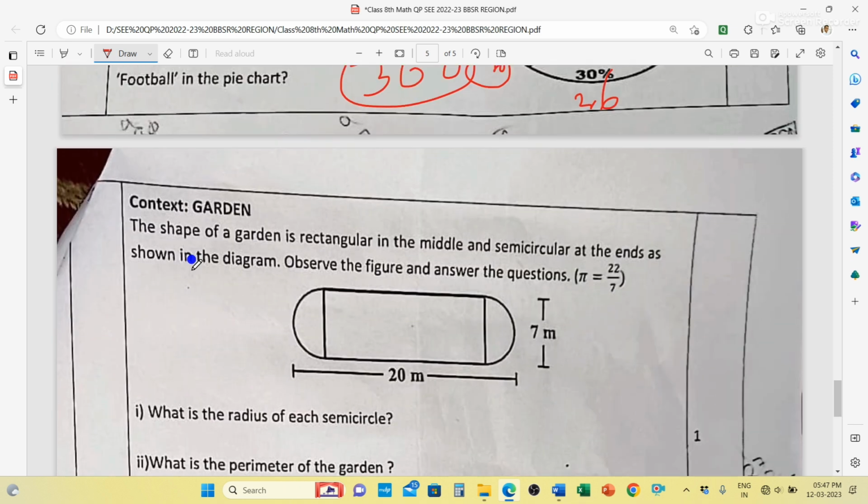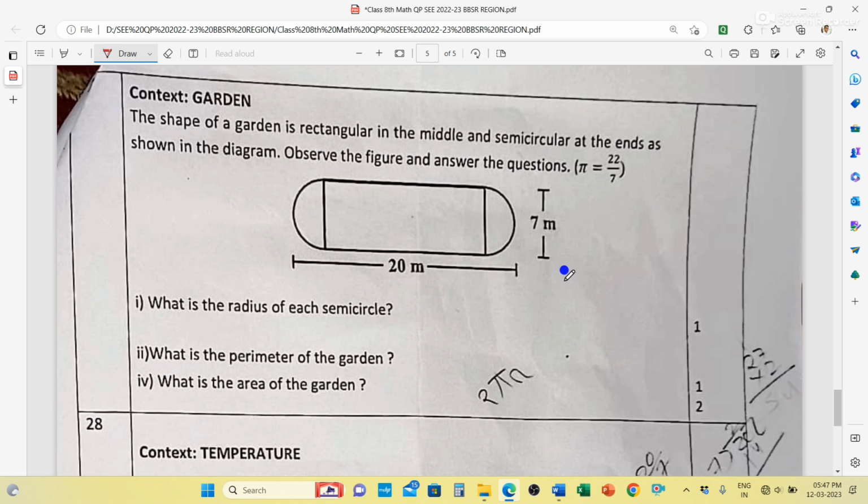Then the context, garden. The shape of a garden is rectangular. This is a rectangular garden in the middle and semicircular at the ends, as shown in the diagram. Observe the figure and answer the questions, where pi equals 22 by 7. Okay, what is the radius of each semicircle?